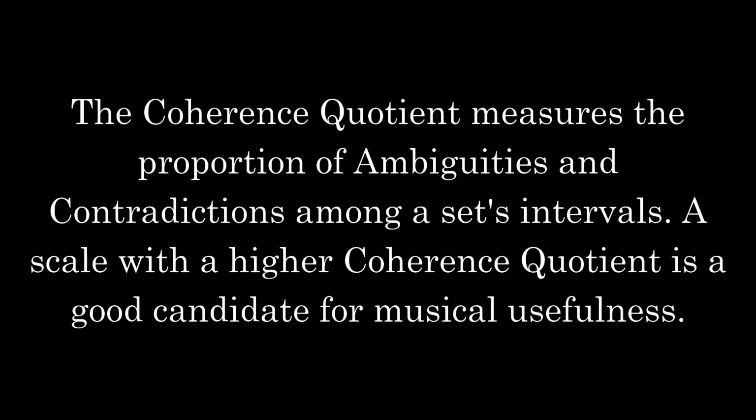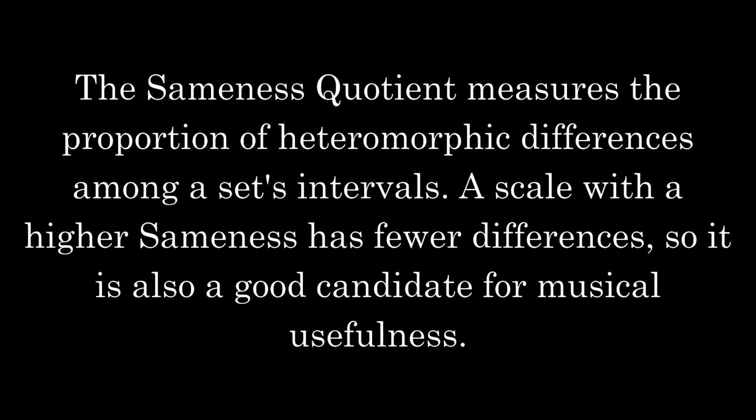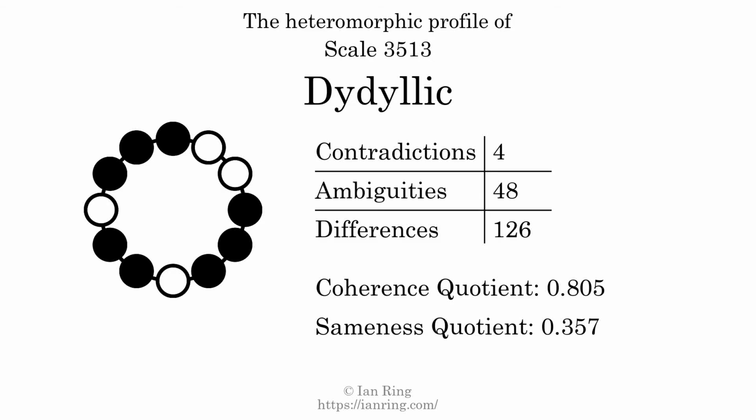The coherence quotient measures the proportion of ambiguities and contradictions among a set's intervals. A scale with a higher coherence quotient is a good candidate for musical usefulness. The coherence quotient is 0.805. The sameness quotient measures the proportion of heteromorphic differences among a set's intervals. A scale with a higher sameness has fewer differences, so it is also a good candidate for musical usefulness. The sameness quotient is 0.357.